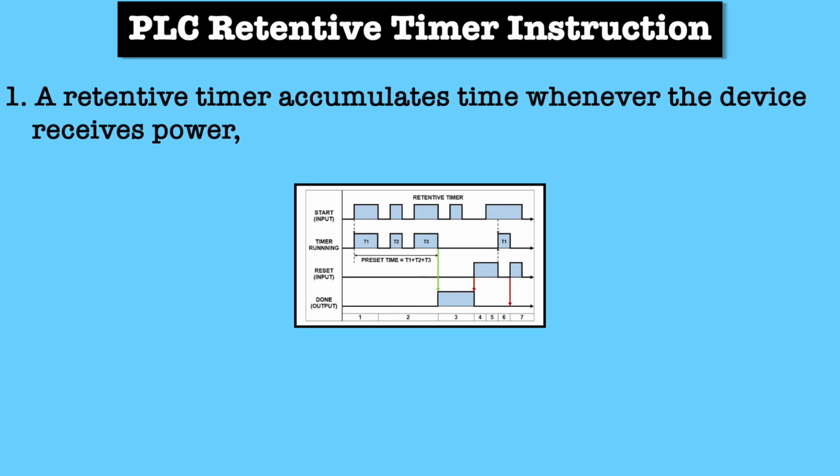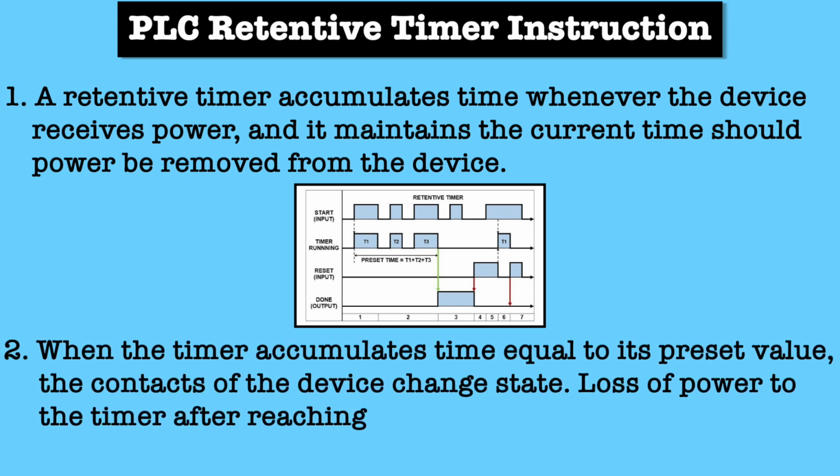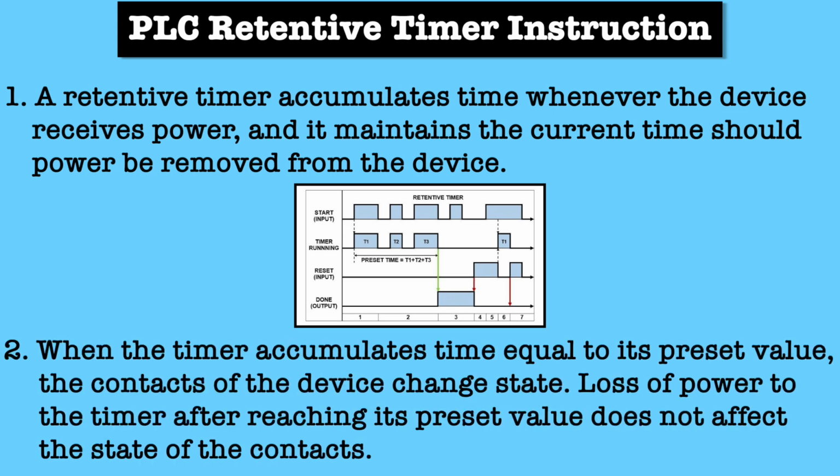A retentive timer accumulates time whenever the device receives power, and it maintains the current time should power be removed from the device. When the timer accumulates time equal to its preset value, the contacts of the device change states. Loss of power to the timer after reaching its preset value does not affect the state of contacts.